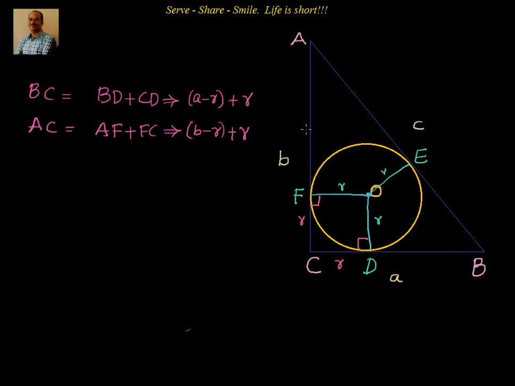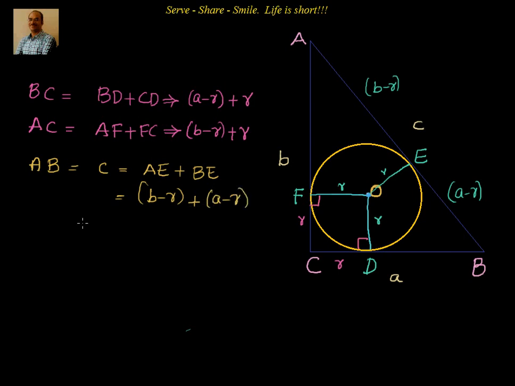So when I go back, I will have this part equal to B minus R and BE equal to A minus R, because BD is equal to A minus R. So if you take AB, AB is equal to C, which is also equal to AE plus BE, where AE is B minus R and BE equals A minus R. Therefore, we can say that C equals A plus B minus 2R, or I can also say R equals A plus B minus C divided by 2.